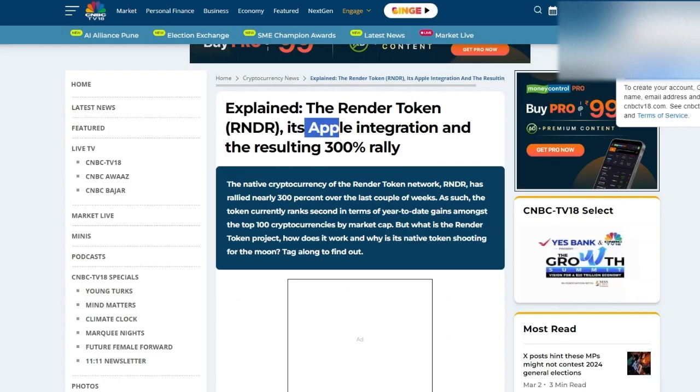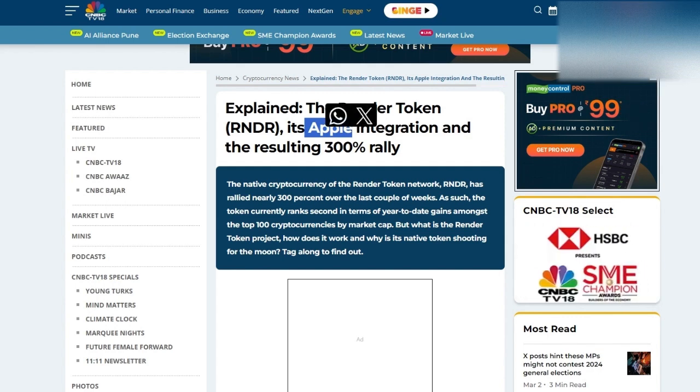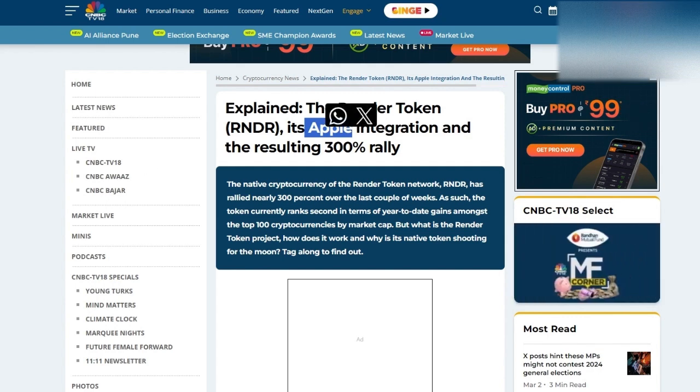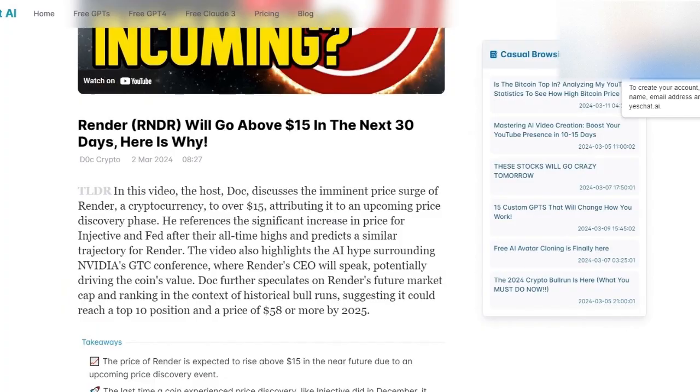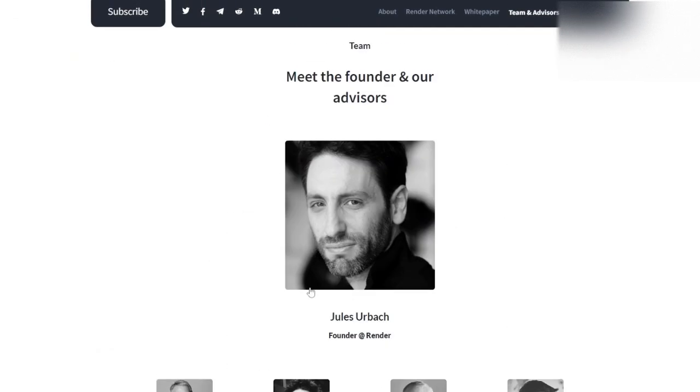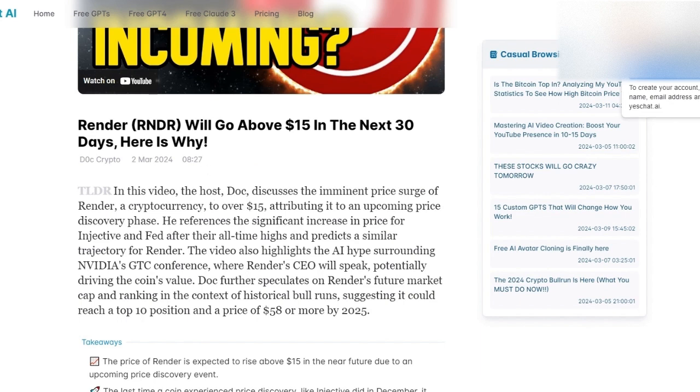working with Apple now. So they've struck up a partnership with Apple, which is obviously a hugely bullish signal for this crypto. And they've been working with NVIDIA for a long time. And the CEO of Render, which is Jules Urbach, will be speaking at the upcoming NVIDIA GTC conference.